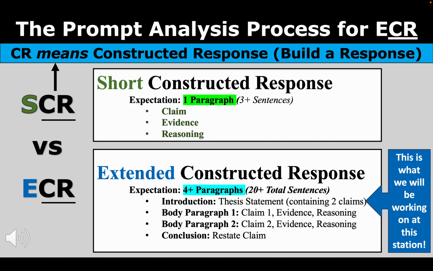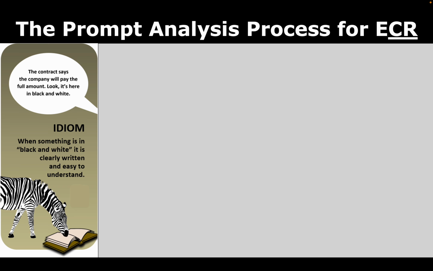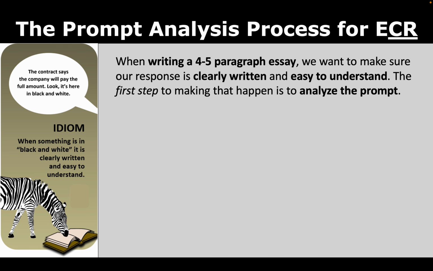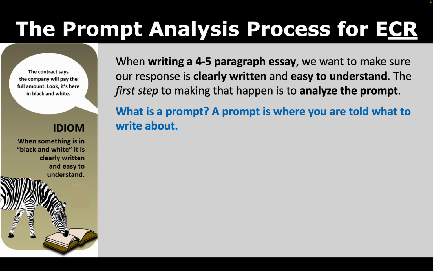This is what we're going to be working on at this station. We're going to look at how to plan for your extended constructed response so that everything flows and goes together well. The reason this is the black and white station is because when something is in black and white, it is clearly written and easy to understand. When writing a 4 to 5 paragraph essay, we want to make sure that our response is clearly written and easy to understand. The first and most effective step to making that happen is to analyze the prompt.